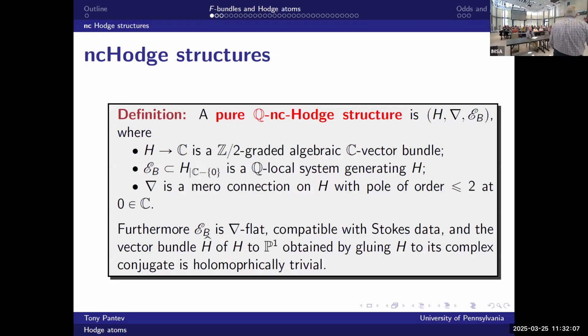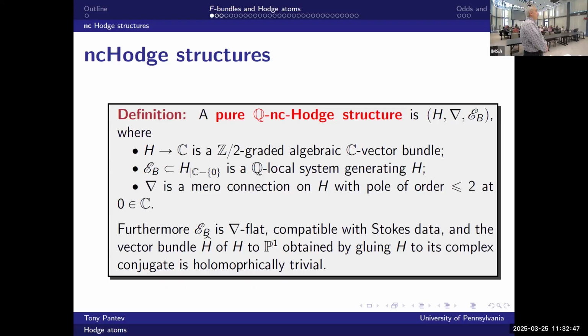Strictly speaking, I don't need to talk about non-commutative Hodge structures, but since this is the origin of the story and what motivated the introduction of an atom, I want to mention them briefly to put things in context. There is this linear algebraic data called non-commutative Hodge structure, rational and pure in this case. It consists of a vector bundle over the line. The vector bundle is graded by even and odd parts.